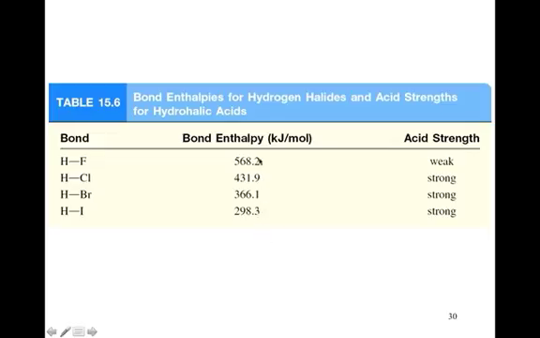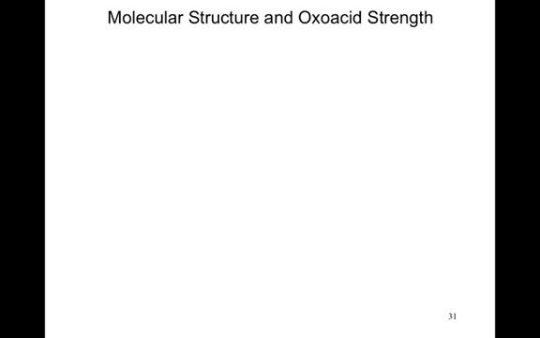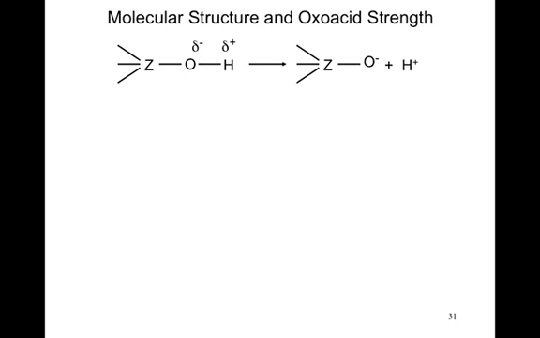So how much energy does it take to break this bond? That's bond enthalpy. It takes a lot of energy to break hydrogen fluoride. That's why it's a weak acid. It doesn't take that much to break hydrogen and iodine. That's why it's a strong acid. It gives up that hydrogen pretty readily. So this is the last thing we're going to talk about.